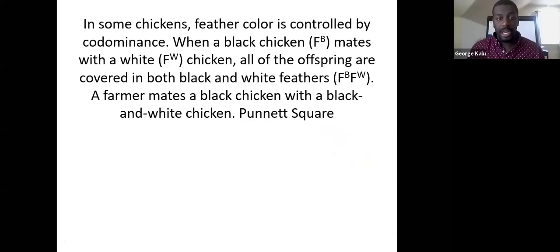All right, so here's an example. Here we've got some chickens. In some chickens, feather color is controlled by codominance. When a black chicken, which has the FB allele, mates with a white chicken with the FW allele, all the offspring are covered in both black and white feathers. So we have a situation where a farmer is going to mate a black chicken with a black and white chicken. We're going to do the Punnett square here, so let's go ahead and draw this out. Here we have our Punnett square.